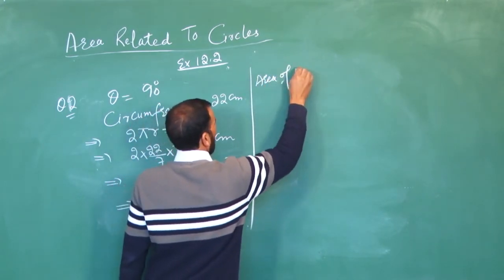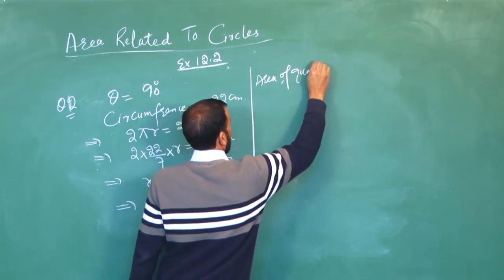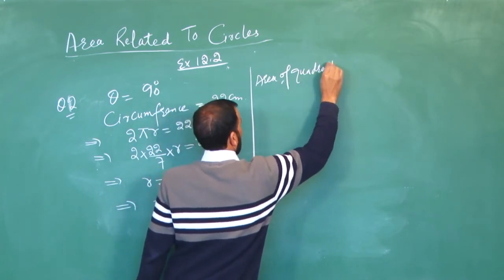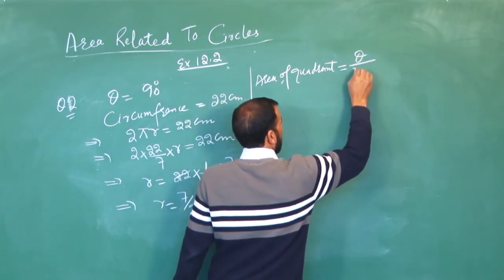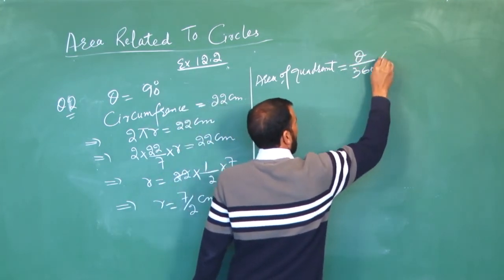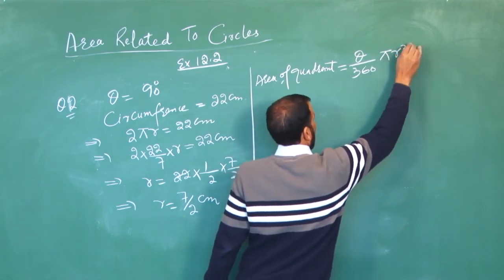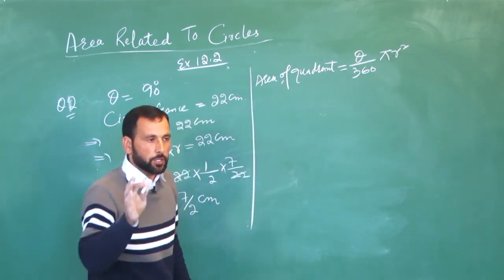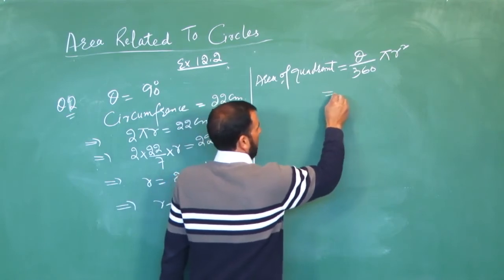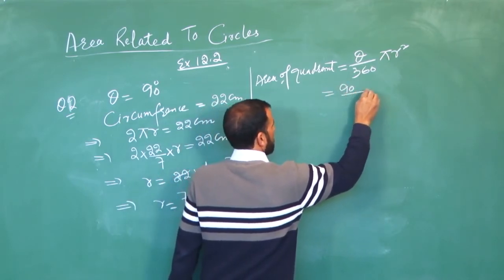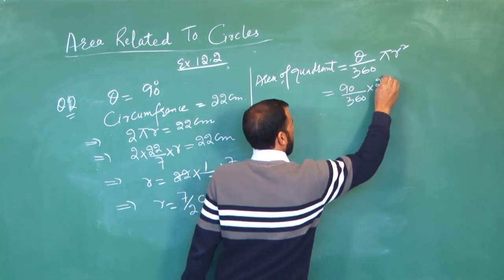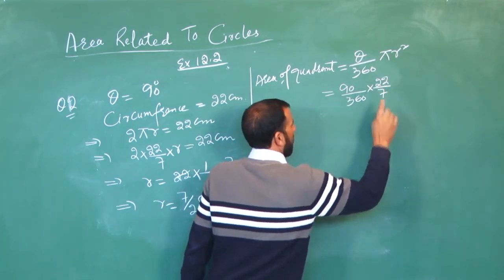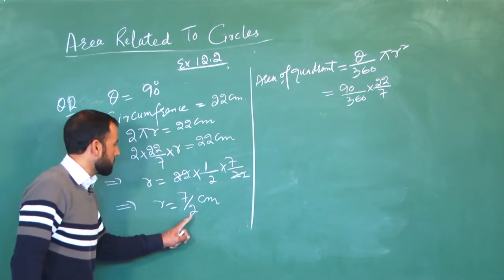Area of quadrant is equal to the same formula, theta divided by 360 into pi r square. So what is theta? It is clearly 90 degrees. It is 90 divided by 360 into pi, 22 by 7, into r square. What is r here? It is 7 by 2.